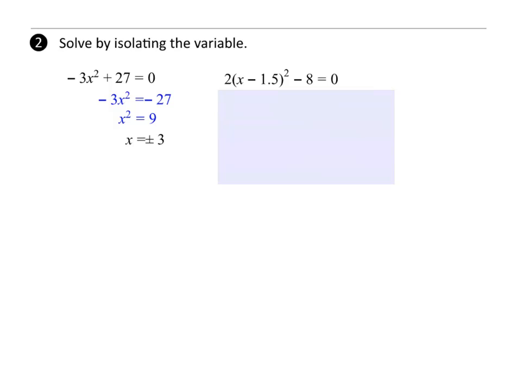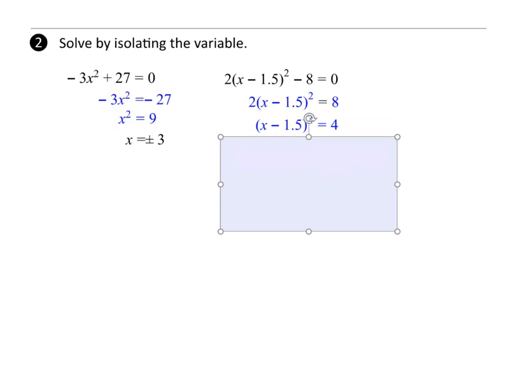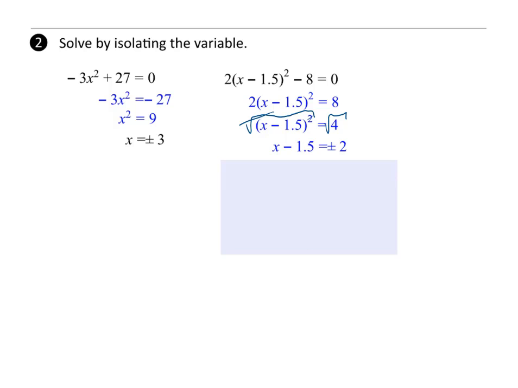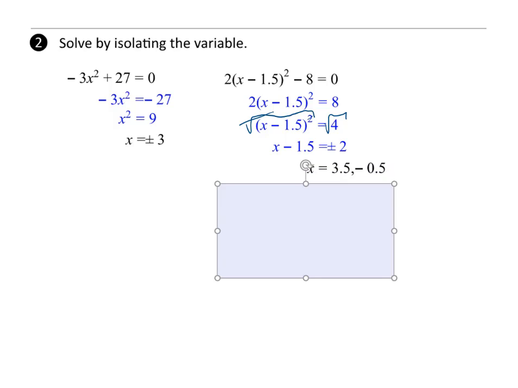We're going to move the negative 8 over, then we're going to divide both sides by 2. That'll get rid of the 2 out in front of the brackets, and then that 8 will become 4. So now we're at this point. We can actually take the square root of both sides. The squared and the square root sign will cancel out, and I'll have x minus 1.5 is equal to plus minus 2. Which means that if I move that over, I'll have 1.5 plus minus 2 is my solution. And obviously 1.5 plus 2 is 3.5. Then 1.5 minus 2 is negative 0.5. And that's where those come from.